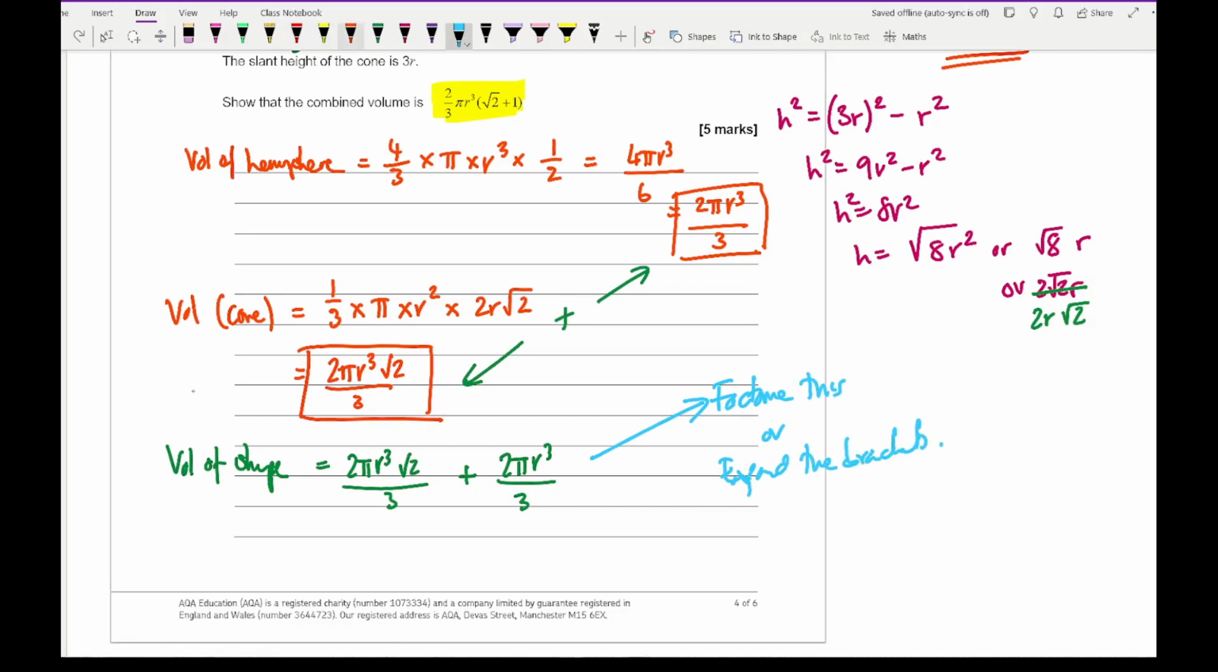So for example, if I was to factorize this, I've taken out the common factors. Well, my common factors are 2/3 pi and r cubed.